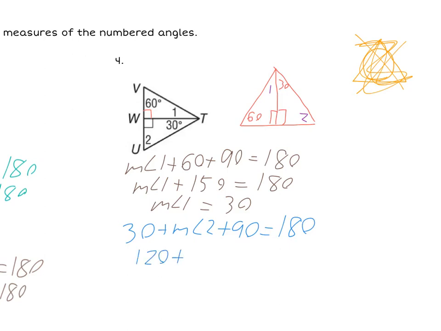120 plus the measurement of angle 2 equals 180, which means the measurement of angle 2 is equal to 60. Oh, look. This angle here is the same as that angle there. They're congruent.